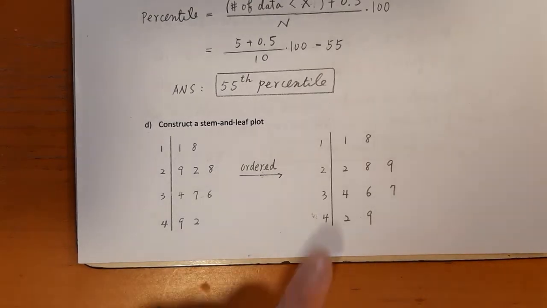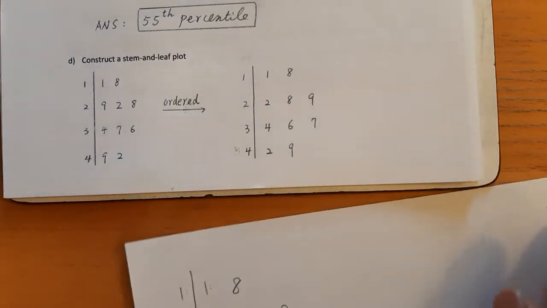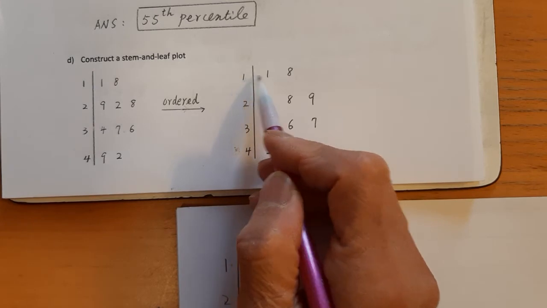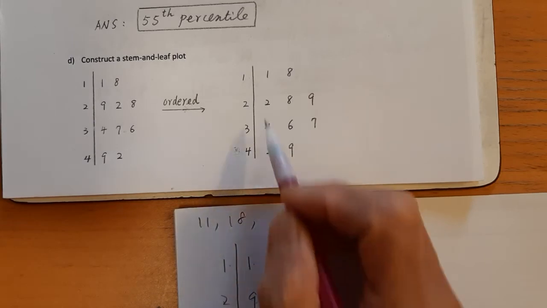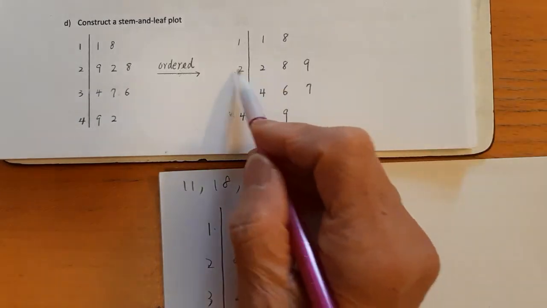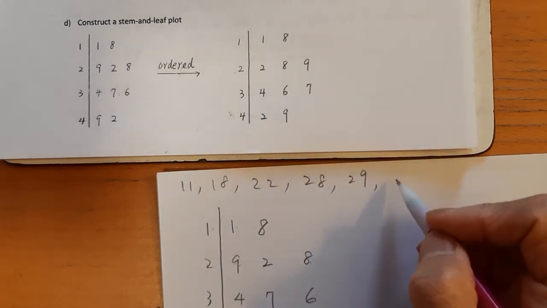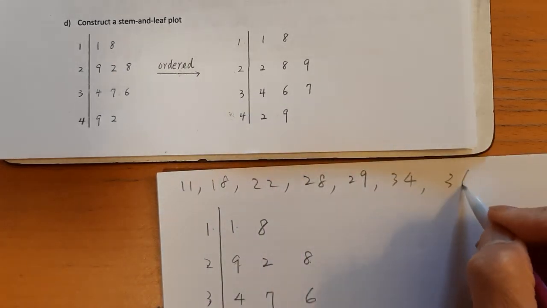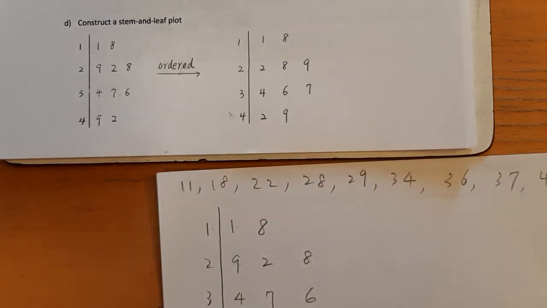Now you can list out the numbers in order according to this. According to this, you are able to list out the numbers: 11, 18, 22, 28, 29, 34, 36, 37, 42, 49.